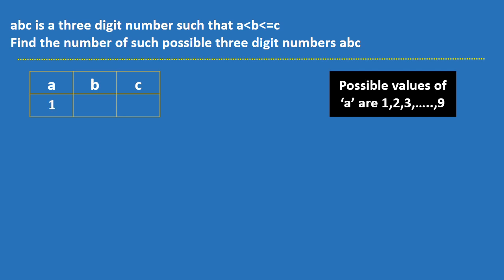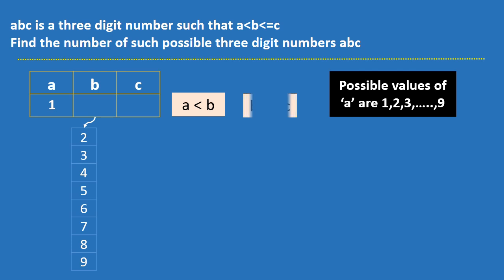Let us put A equal to 1 and see how many 3-digit numbers are possible. The condition between A and B is that A is less than B. So when A is equal to 1, B can take the values 2, 3, 4, and so on up to 9. Now what is the relationship between B and C? B is less than or equal to C.